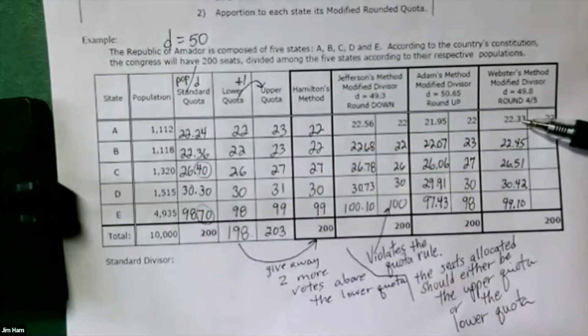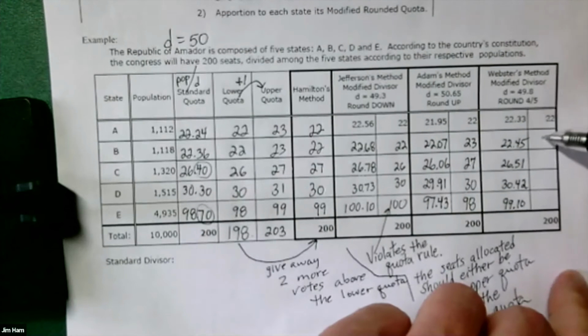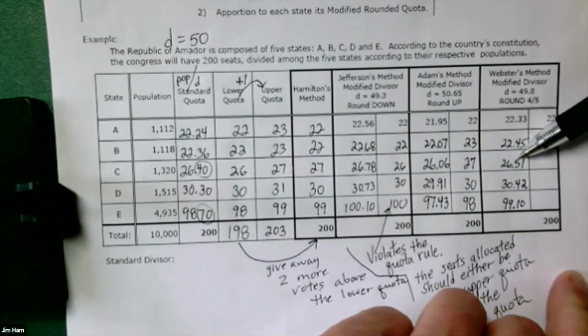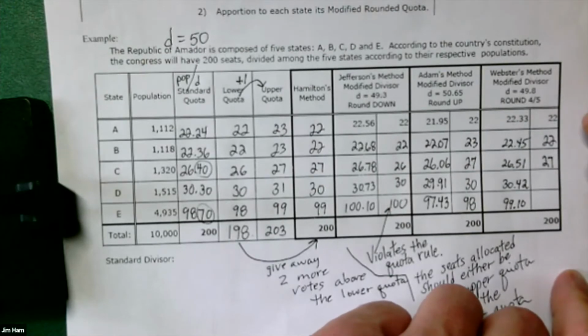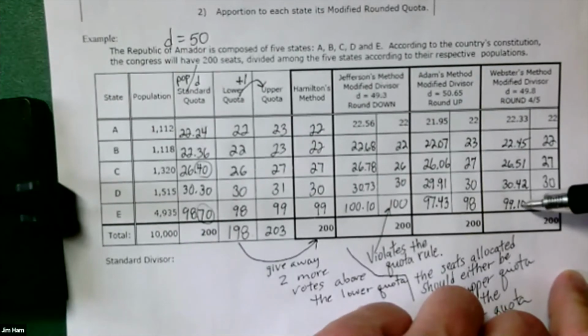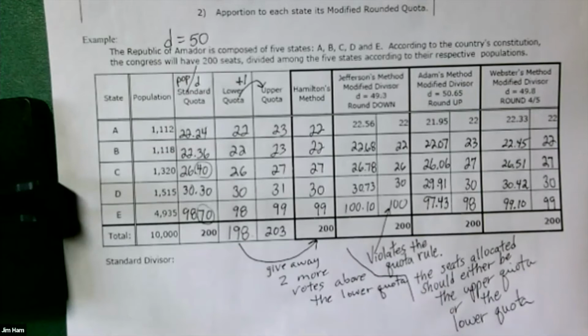And the last step is a little different because now we're going to round mathematically. The first number to the right of the decimal point is 3 here, so we round down. Here it's a 4, so we also round down. Here the number to the right of the decimal is 5, so we round up. So 26.5 rounds up to 27. This is a 4, so we round down: 30. This is a 1, so we round down: 99. And if everything is done correctly, those should add up to 200.